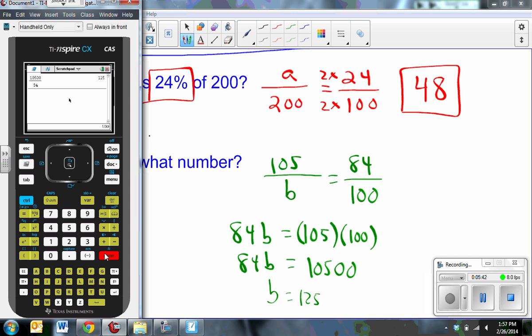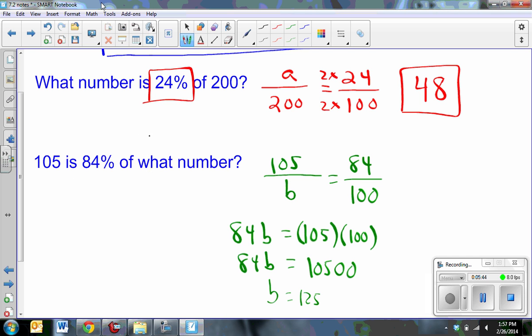Let's see if that makes sense. Does it make sense that 105 is 84% of 125? Yeah, that's a big chunk of it. 105 is a big chunk of 125, so 84% seems reasonable.